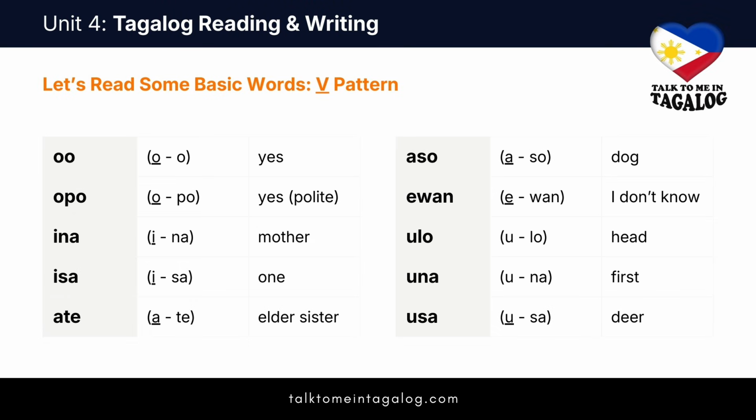Now that we understand the vowel pattern, let's see it in action with some real Tagalog words. Our first word, oo. Oo is the perfect example of the V pattern. It's made of two vowels that come together to form a single Tagalog word meaning yes. This shows how vowels can stand alone as syllables and still make complete words. Next, we'll practice a few more words that follow the V pattern. Listen carefully, pay attention to the vowels, and repeat after me.